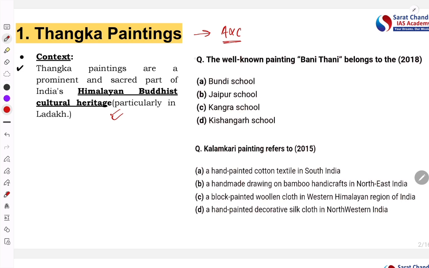Now here I have two important questions asked previously in the 2018 and 2015 UPSC prelims examination. From this you can understand why these paintings are very important. See the first question: the well-known painting Bani Thani belongs to which school of painting? Second question: Kalamkari painting refers to what? Which among the following is correct?